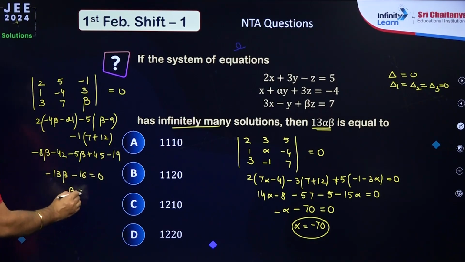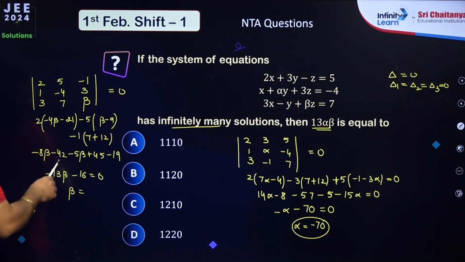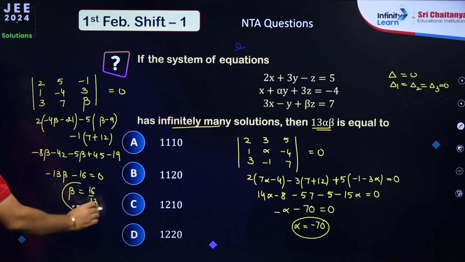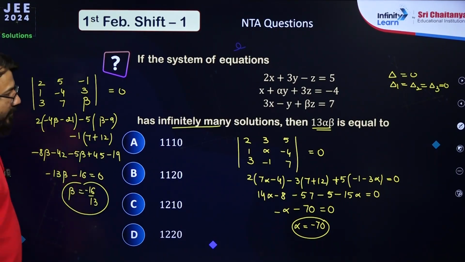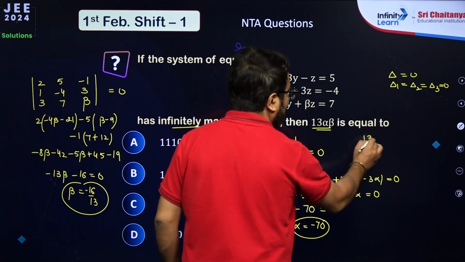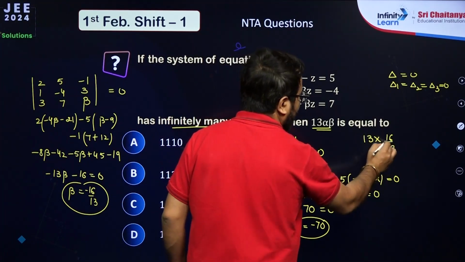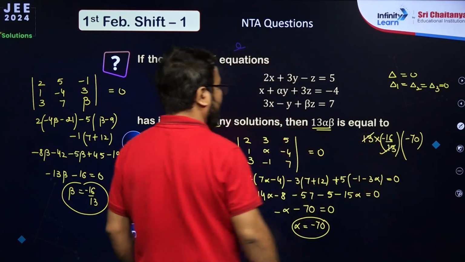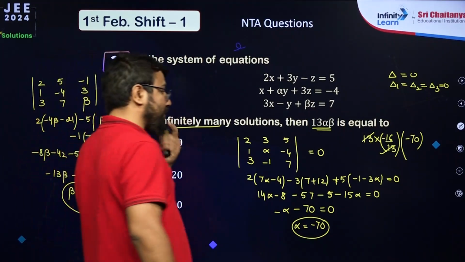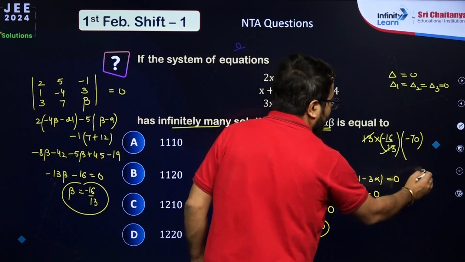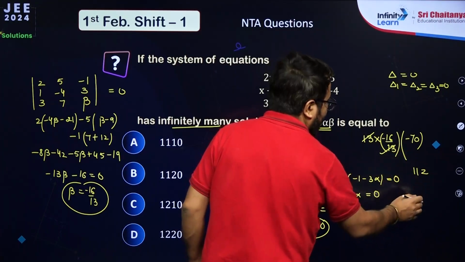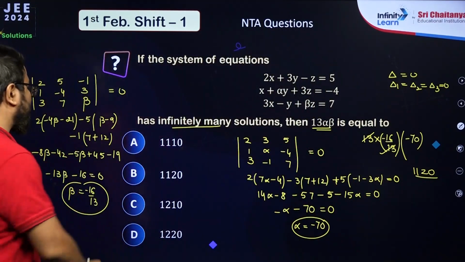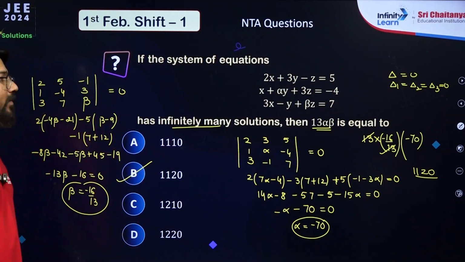So the value of beta that we are obtaining here will be equal to 16 over 13. I hope you are able to understand, and this beta value is also negative. So I will be writing here 13 into minus 16 over 13, and here we are writing minus 70. 13 and 13 get cancelled, 16 into 7 gives 1120. 1120 is given to us in option B. That is why option B will be the final answer.